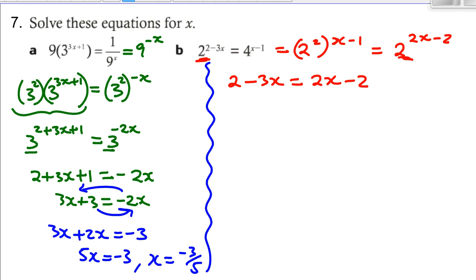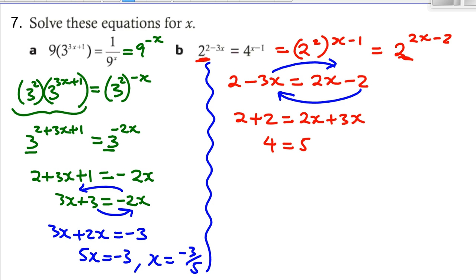What I'll do here is I can move this to the right and move this to the left, which will give me 2 plus 2 is equal to 2x plus 3x. So 4 is equal to 5x, which means x will be equal to 4 over 5.